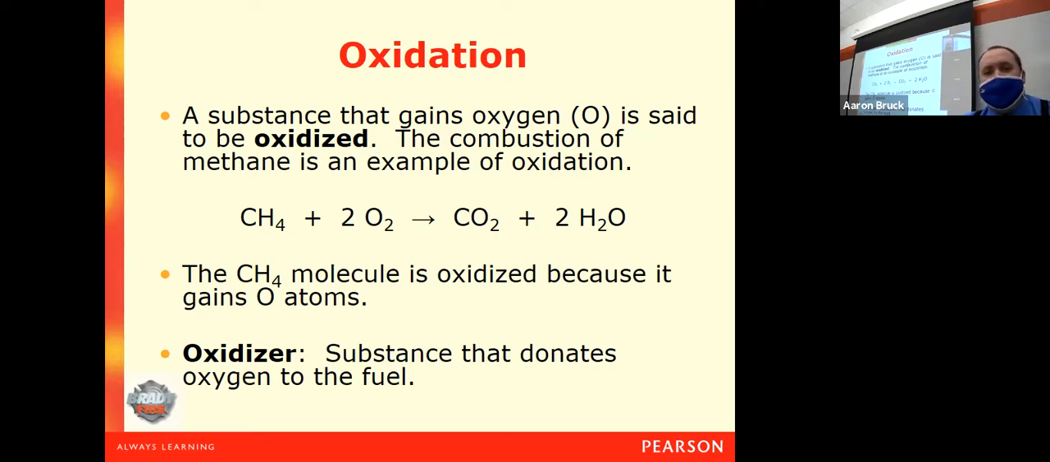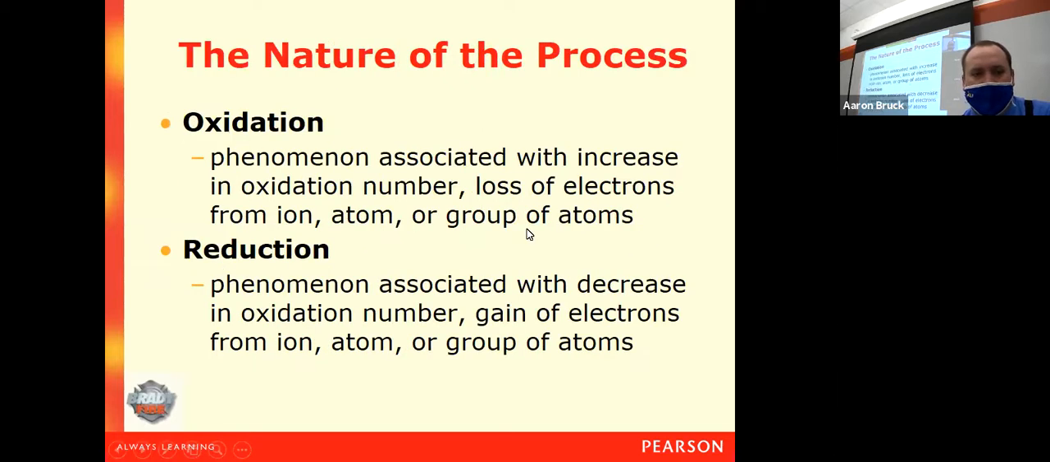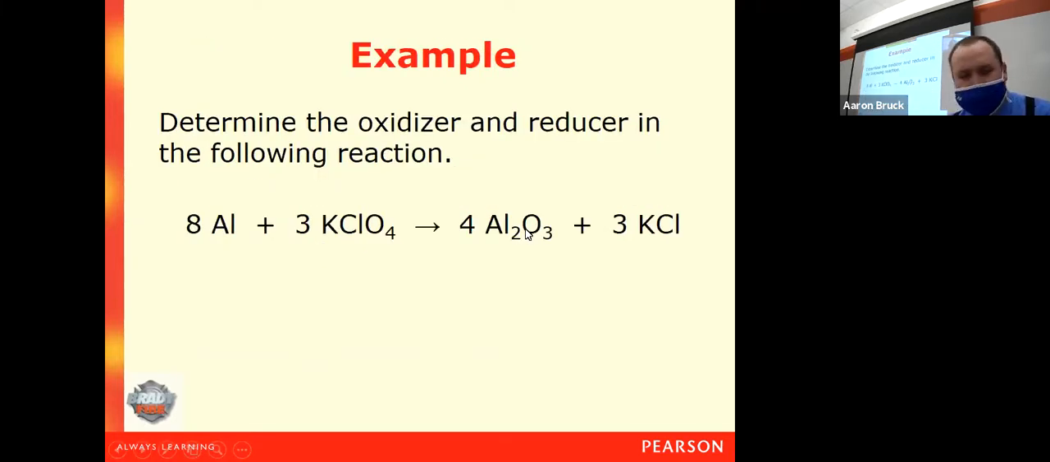So again, the substance that gains oxygen atoms is said to be oxidized. The substance that gives those oxygens away is the oxidizer or the oxidizing agent. That substance that loses oxygen is said to be reduced. And the thing that catches those oxygens is the reducer. So from that standpoint, what we look at in equations like this is I've got aluminum and potassium perchlorate.